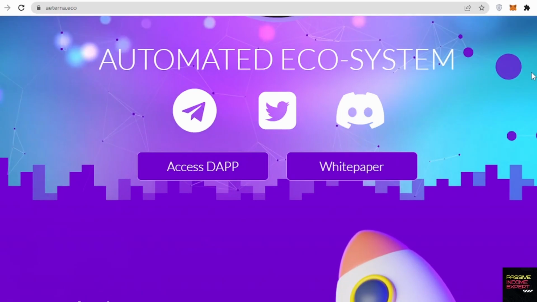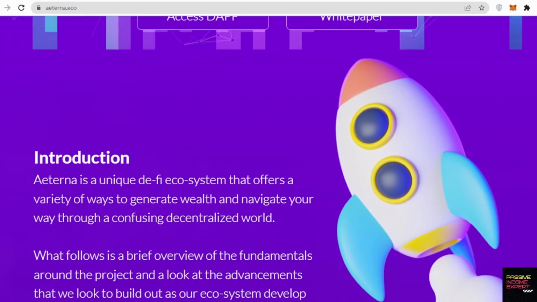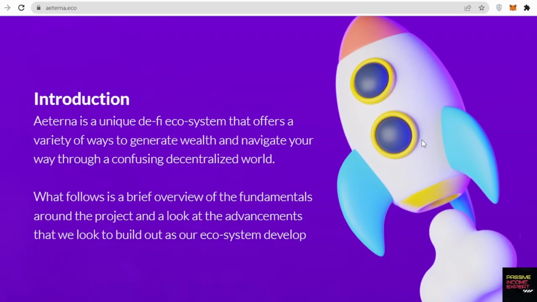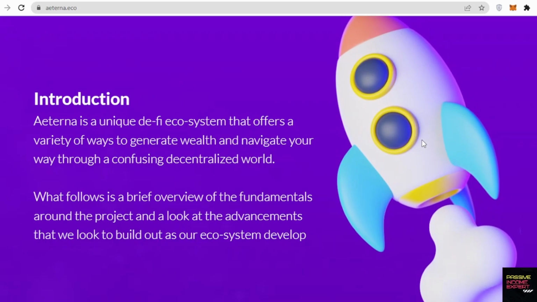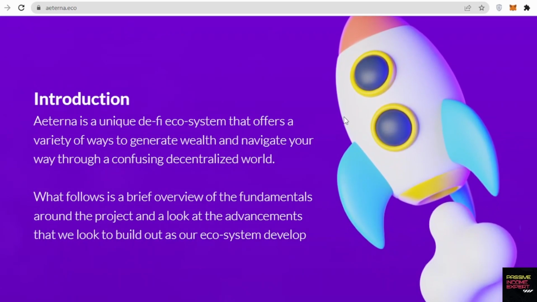We will be reviewing their white paper. So now let's scroll down a bit, and that's a nice smooth rocket which keeps on rolling. So, introduction of the project.